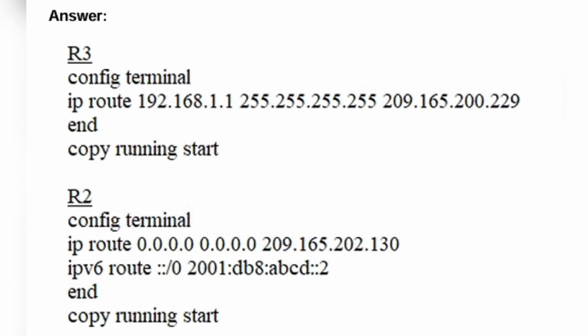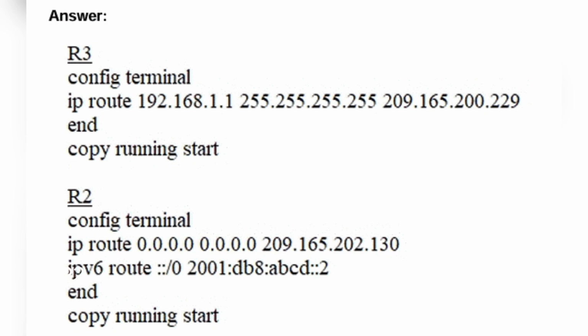Answer. On R3: config terminal, ip route 192.168.1.1 255.255.255.255 209.165.200.229. End. Copy running-config startup-config.